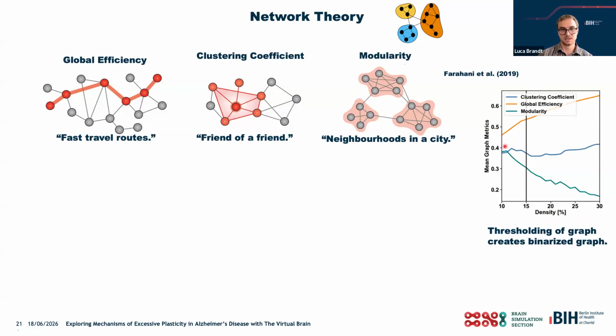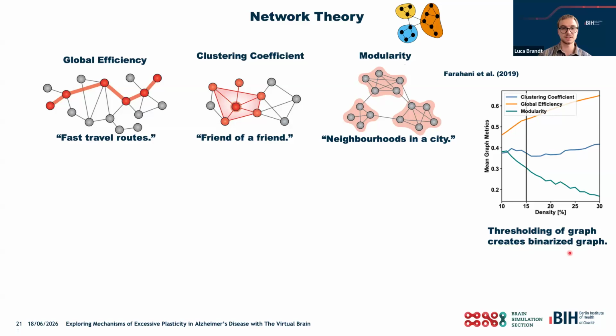And you can see that if the networks become too dense, the information about global efficiency and modularity is altered. The clustering is not affected, but networks being too dense generally lose information, and also too sparse. Then they might become disconnected and might not represent biological networks anymore.